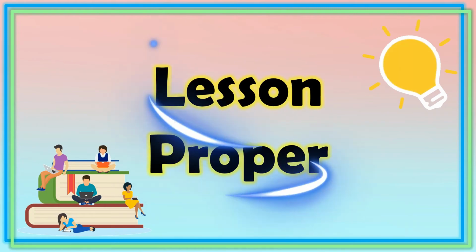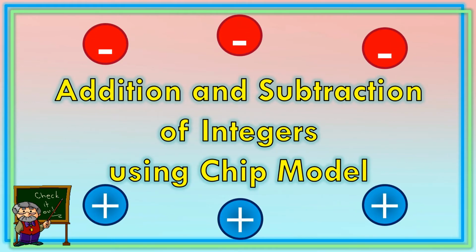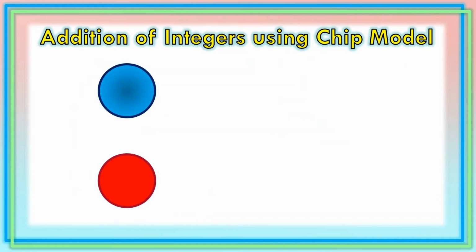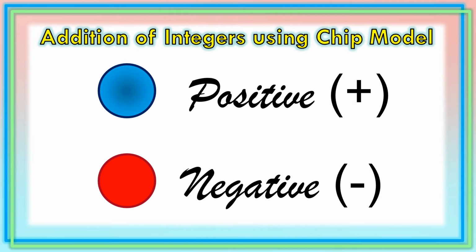Let's now proceed to our lesson proper. This time, I will teach you how to add and subtract integers using chip models. For the addition of integers using chip model, first, kailangan muna natin maging familiarize sa ating chip models. So, meron tayong dalawang chip o dalawang circle. The blue circle represents the positive integers, while the red circle or the red chips is the negative integers. Again, blue for positive, red for negative.